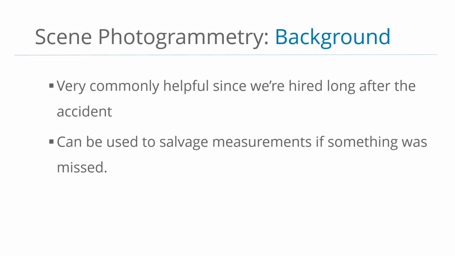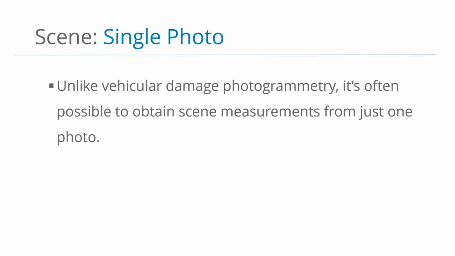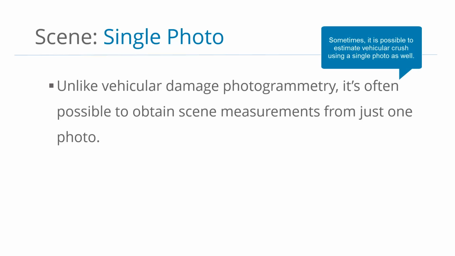So the roadway evidence no longer remains, but it could be really helpful to us if the measurements were not taken at the time of the collision initially. You can also use this process to salvage measurements if something was missed during the initial investigation. So unlike vehicular damage photogrammetry, it's often possible to obtain scene measurements from just one photograph.